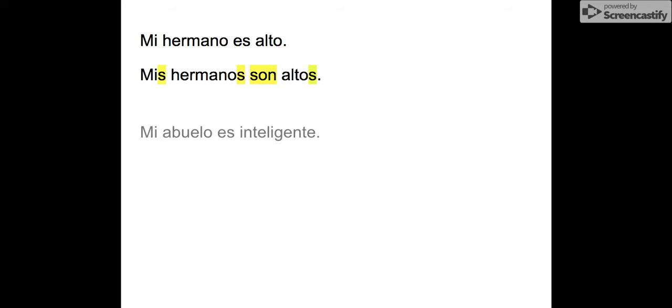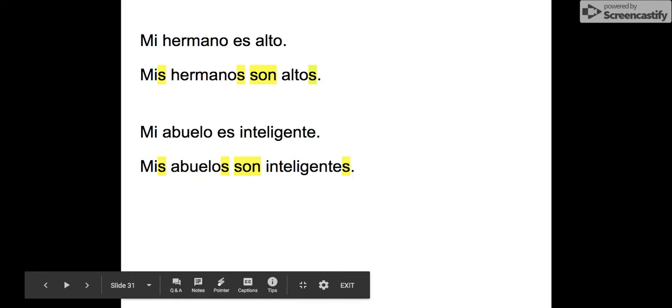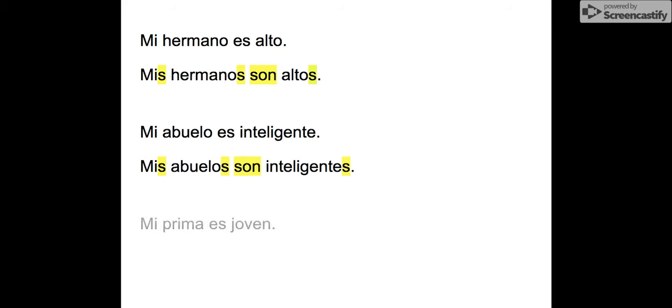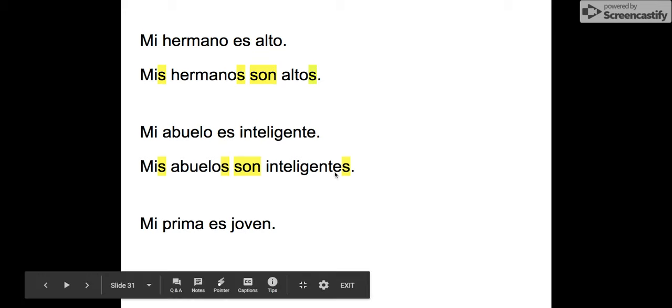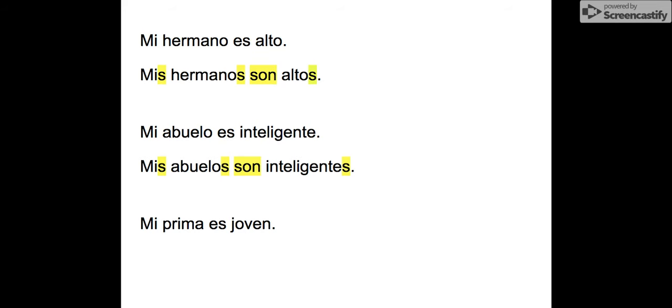All right, so let's try another example. If we wanted to make this plural, instead of saying mi abuelo es inteligente, what could we say? You're exactly right. We'd say mis abuelos son inteligentes. So my grandpas are intelligent. Now, we're not going to say intelligents in English, but we do that in Spanish. All right, last one. Mi prima es joven. Now, we look here, and all we've done is add an S. So we added an S to alto because it ends in a vowel. We added an S to inteligente because it also ends in a vowel.